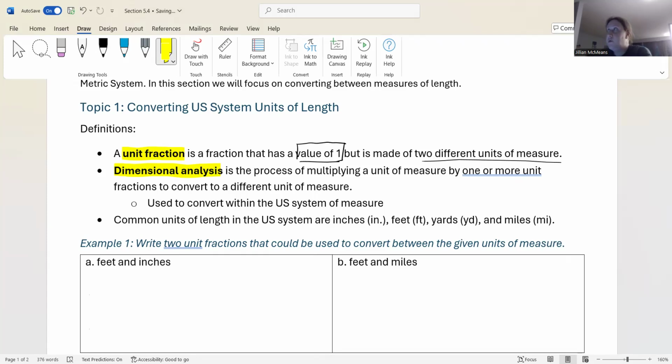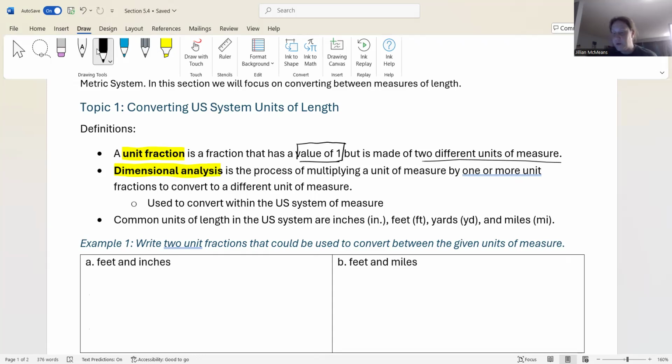If we're starting with feet and we want to convert to inches, we would start with the feet and multiply it by a unit fraction to convert that to inches. Common units of length in the US system are inches, abbreviated in period; feet, abbreviated ft; yards, abbreviated yd; and miles, abbreviated mi. This idea of dimensional analysis is how we convert in the US system of measure.